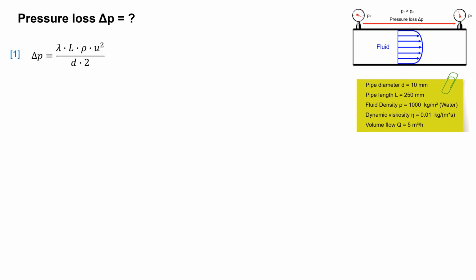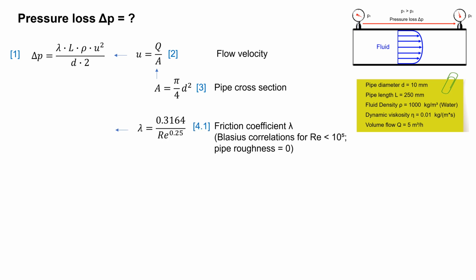Formula 1 is for pressure loss. U is flow velocity. Formula 2, for velocity, a pipe cross section is necessary. It is formula 3. In this example, the pipe is smooth. Roughness is 0, so that the friction coefficient lambda is dependent only on Reynolds number.